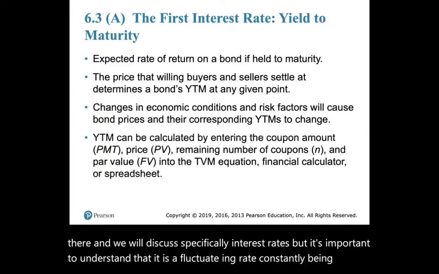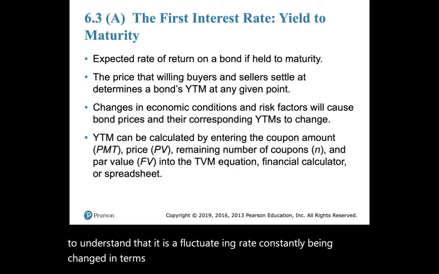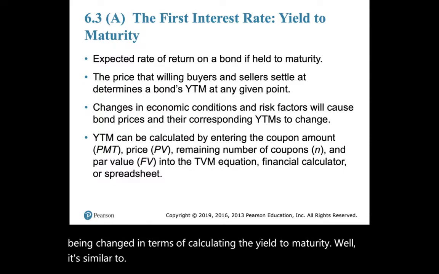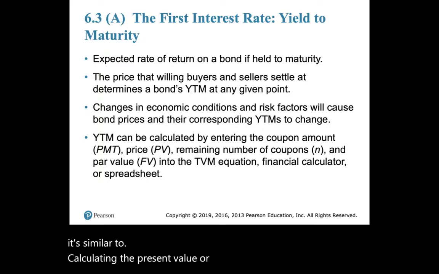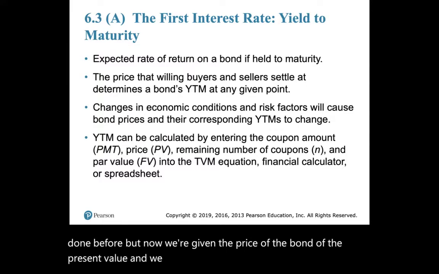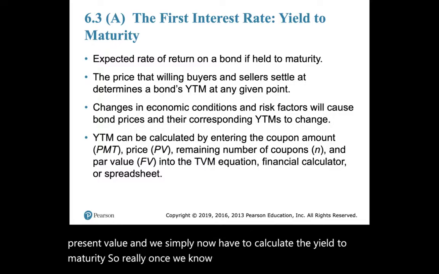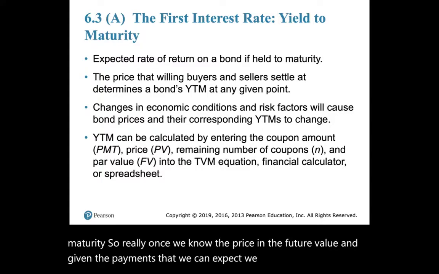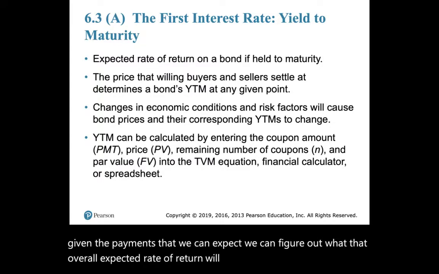In terms of calculating the yield to maturity, well, it's similar to calculating the present value or the price of a bond, which we've done before, but now we're given the price of the bond or the present value, and we simply now have to calculate the yield to maturity. So really, once we know the price and the future value, and given the payments that we can expect, we can figure out what that overall expected rate of return will be. Now that's the first rate.